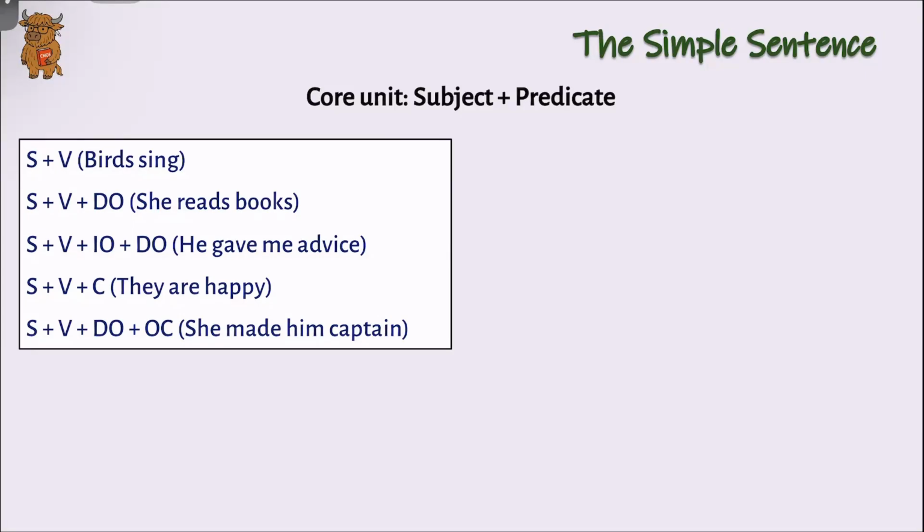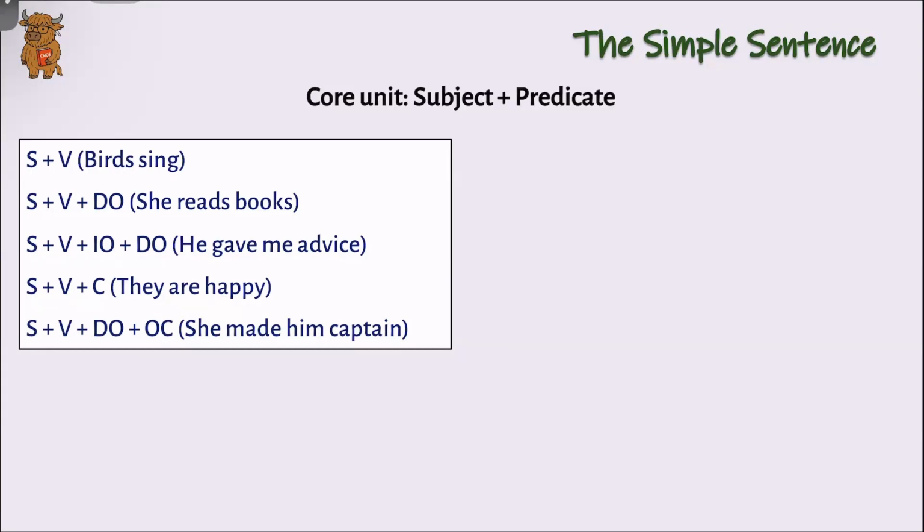Then we have subject, verb, direct object. She reads books. Books is the direct object. Then we have subject, verb, indirect object, direct object. So the core sentence is he gave, and then we add the direct object, he gave advice. So you can say he gave advice to me. That would also be an indirect object. Or he gave me advice. Stop me if you need me to clarify anything.